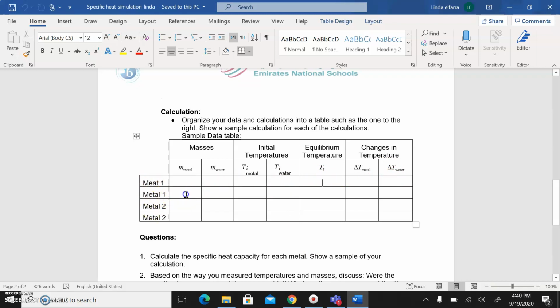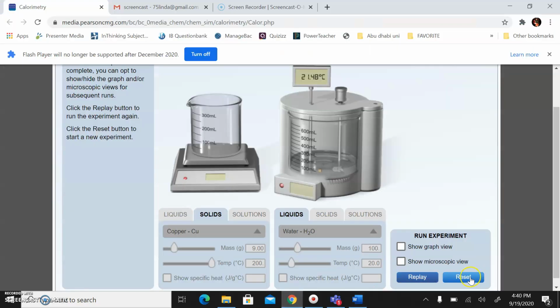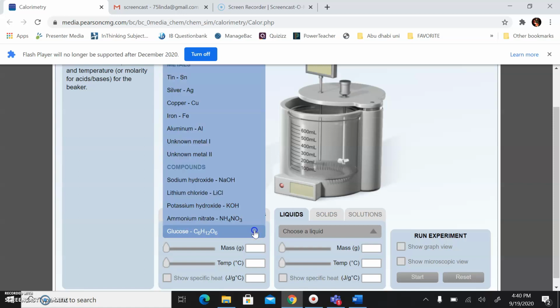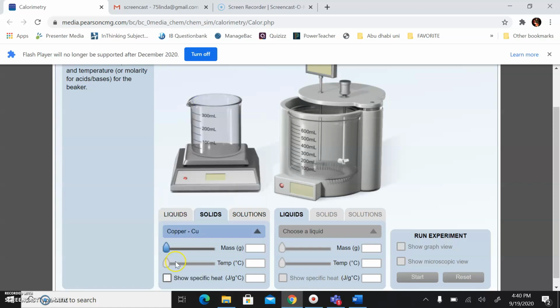Second, same metal, but I'm going to make another measurement for the same metal. So what I'm going to do now is reset. I will choose solid again, same metal, copper. I can take, for example, 38, I can take 40 gram, whatever measurement you want. Just make the measurement twice. For temperature, always choose a high temperature. This time I can choose 160, or I can choose the same temperature. Now click next.